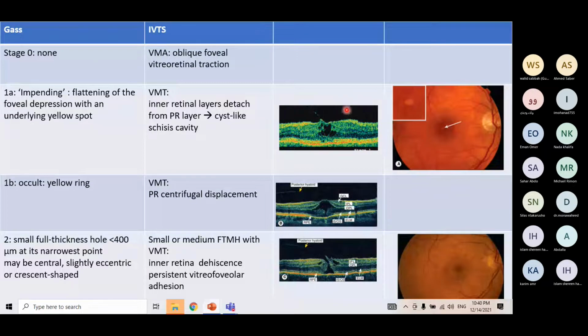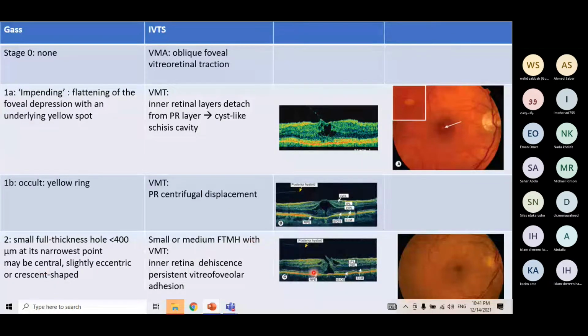Stage 1A is called the impending macular hole. There is what we call blunting of the foveal depression, and you may find a yellow spot clinically. And in the International Vitreomacular Traction classification, you find that there are schisis-like spaces in the inner retina. So it starts in the inner retina, and then it progresses to the outer retina. Stage 1B is an occult hole. Rather than a yellow spot, it becomes a yellow ring clinically, and there is extension of the schisis to the outer retina.